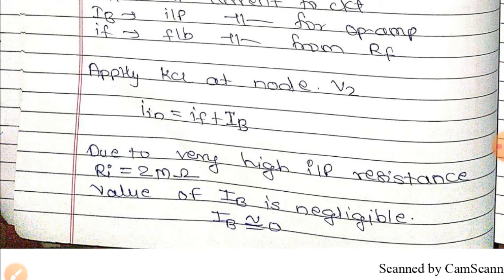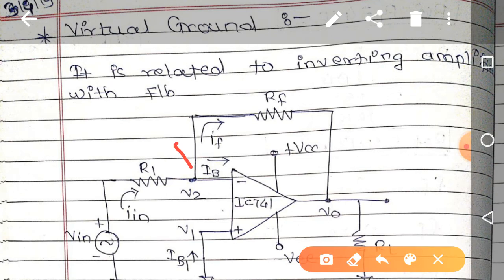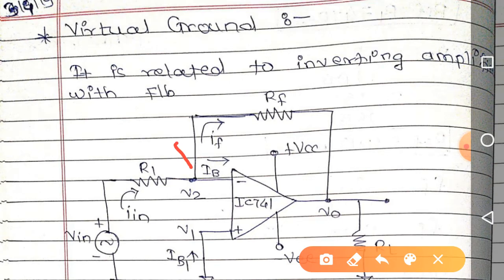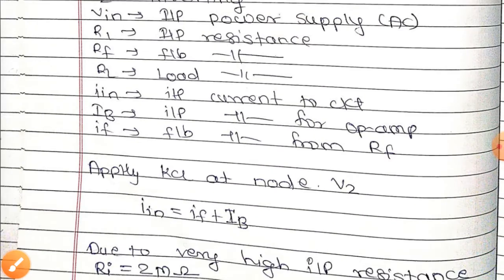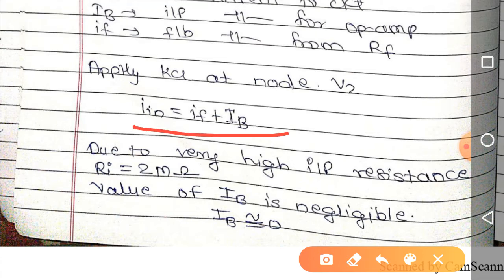Now apply the KCL at node V2. At V2, we have to apply the KCL. According to the KCL, incoming current is equal to outgoing current. Iin is equal to IB plus IF. Apply the KCL at V2. See equation number 1: Iin is equal to IF plus IB.